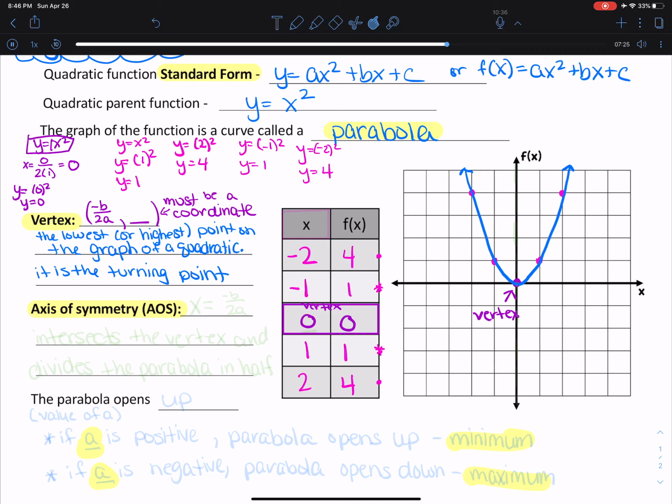Now we're going to take a look at the axis of symmetry. So axis of symmetry is always, always, always written as x equals, because our axis of symmetry is going to be a line. So it's always x equals, well, it's the x of your vertex, which is just negative b over 2a. So what it does is it intersects the vertex and it divides the parabola in half.